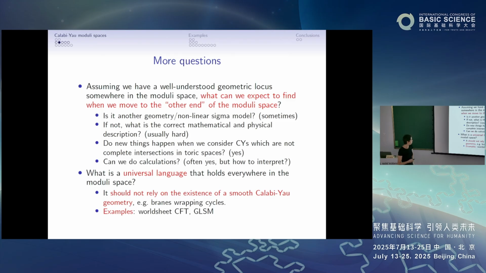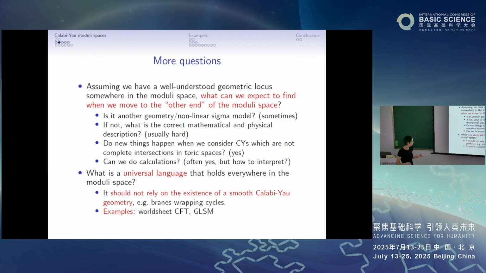Another question we can ask, since we like toric complete intersections, is whether something interesting happens when the Calabi-Yau is not a complete intersection in toric spaces. And I will also hopefully come to a few examples to convince you that the answer to this is yes, and that it pays off to look at non-toric Calabi-Yaus. And of course, as physicists, the main question we want to ask is, can we actually calculate something? And I think the answer is very much yes, but often the question is how to interpret what you're actually computing.